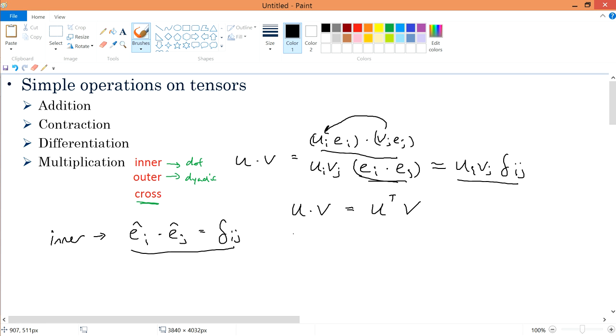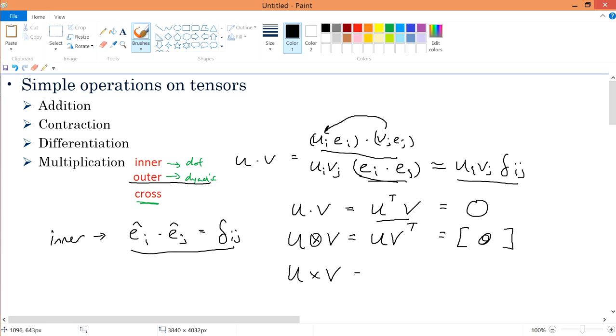While the outer product is actually u dyadic v, or the tensor product of u and v, which equals u v transpose. For the dot product, what you end up with is a constant number, a scalar. For a dyadic product, what you end up with is a matrix. And as for the cross product, we are talking about having another vector k. It's some vector.